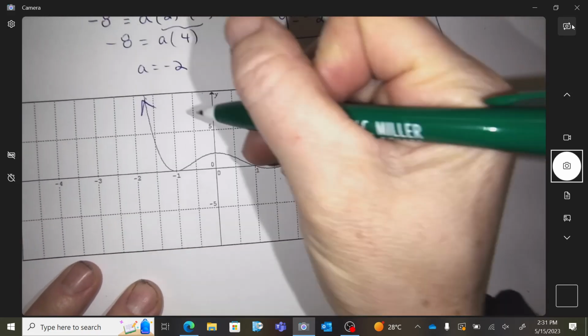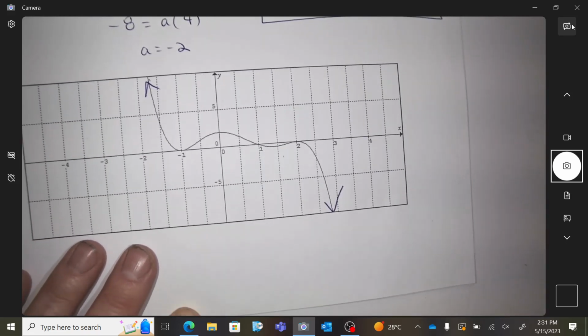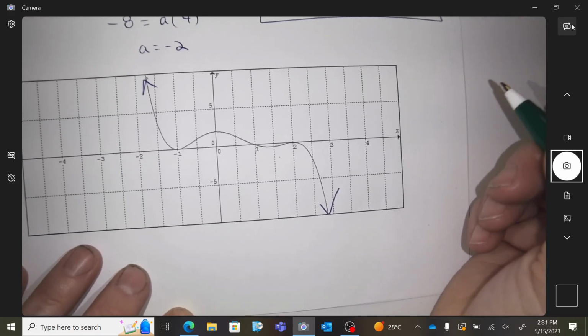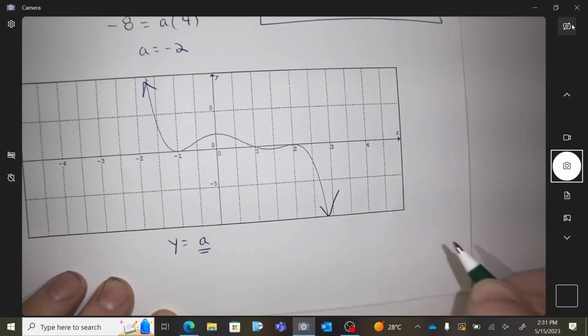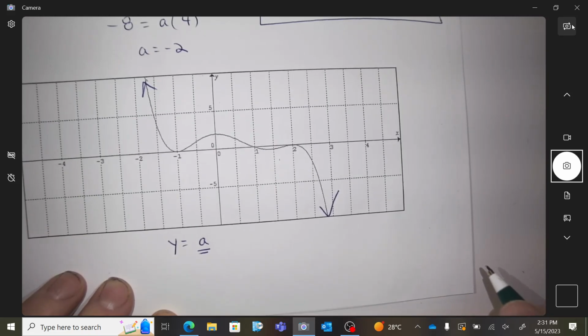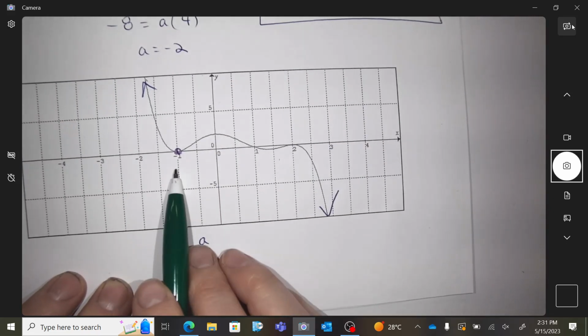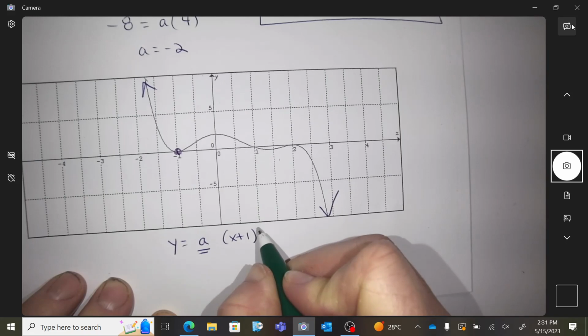Okay, this is a quintic, right? A 5. Y equals a. I already know a is negative by the looks of it. Intercept at -1, so x plus 1 bouncing.